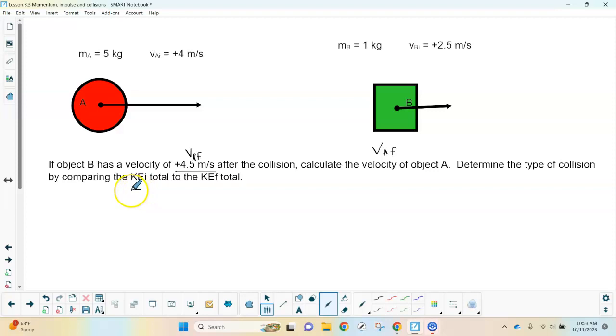If you do this, the sum of the momentums before the collision, or initial, should equal the sum of the momentums final. So again, both pieces have momentum. A has a momentum initially and B has momentum initially. And afterwards, they both have momentum as well. So PA final plus PB final.